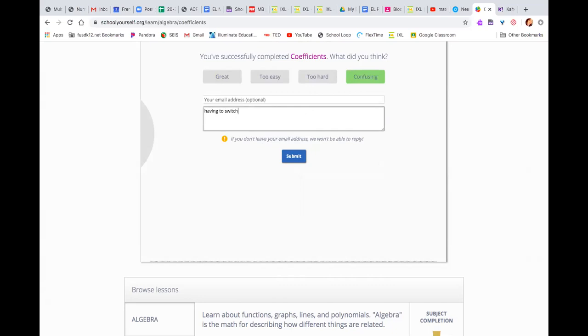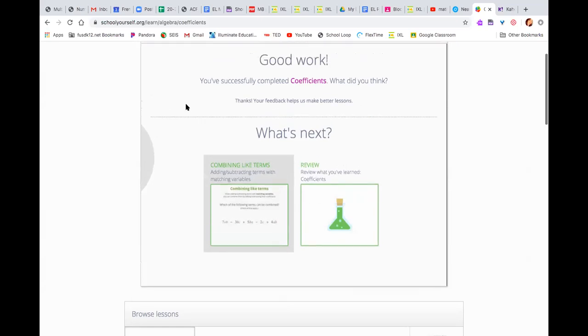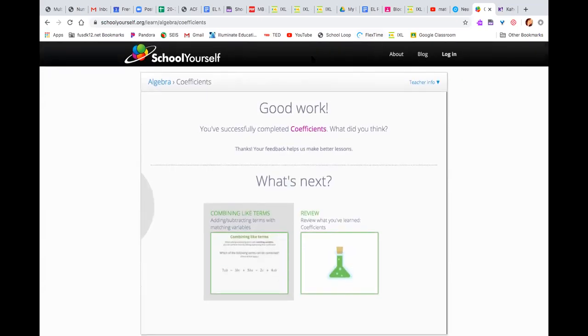Having to switch it to plus a negative number is confusing. Okay. All right. So that's the lesson on this one.